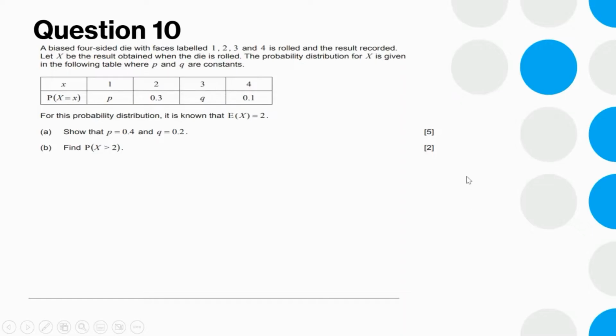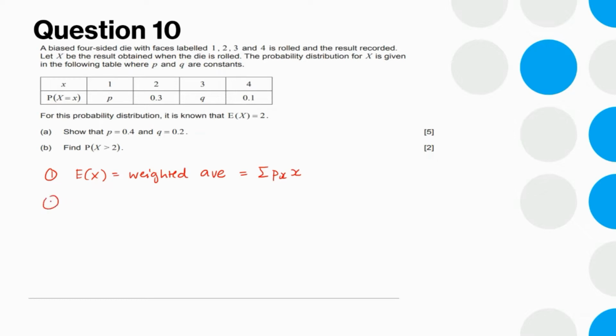The first question in Section B is question 10. In this question, you're given a probability distribution table and you're given that the expected value is 2. You're required to find the value of P and Q. So there are two concepts you have to know here. Concept number 1 is that the expected value E of X is actually the weighted average, and the weighted average can be obtained by taking each probability and multiplying with X.